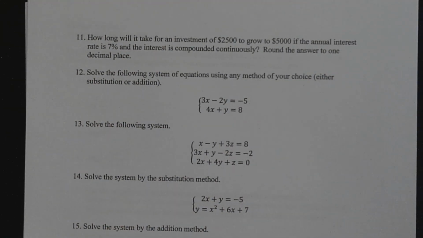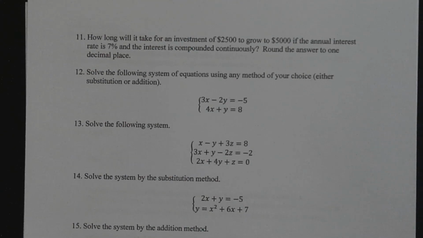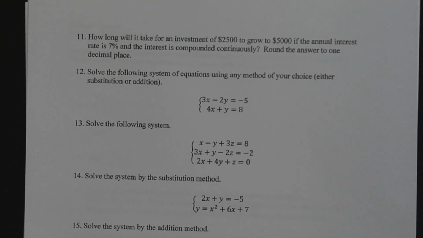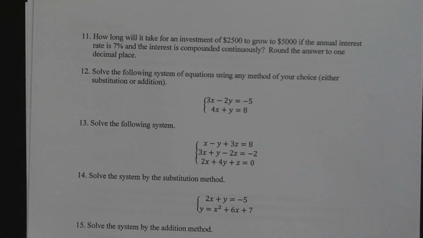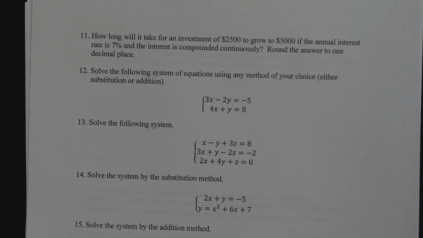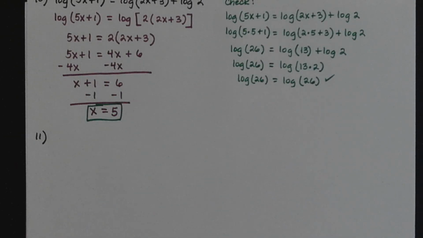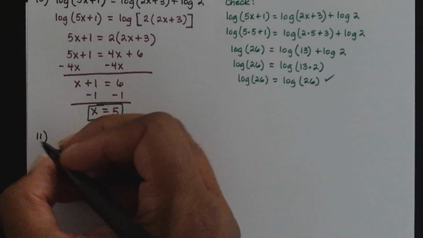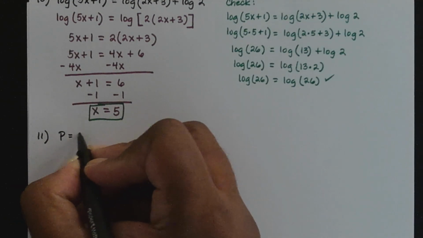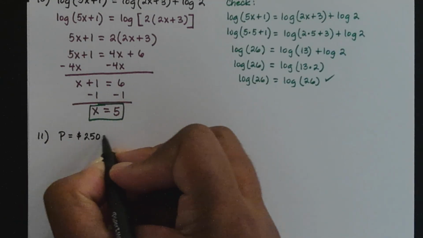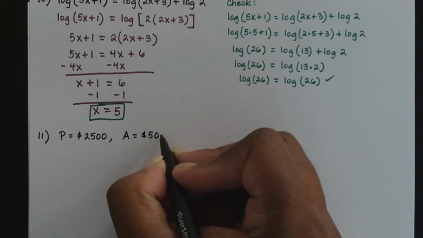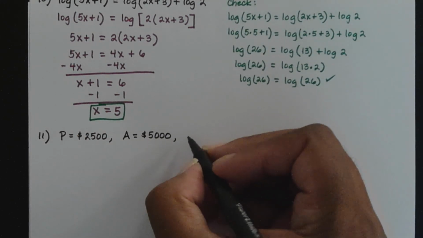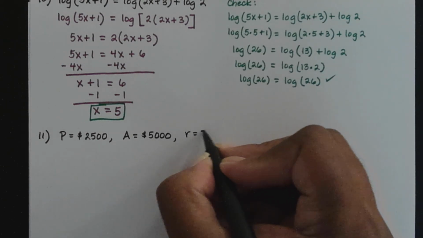And it's this. How long will it take for an investment of $2,500 to grow to $5,000 if the annual interest rate is 7% and the interest is compounded continuously? Round the answer to one decimal place. So here we got a $2,500 investment. That would be your principal. And we wanted to reach $5,000. So that's what A is going to be. Your annual interest rate is 7%.